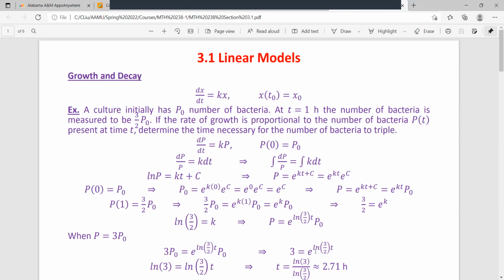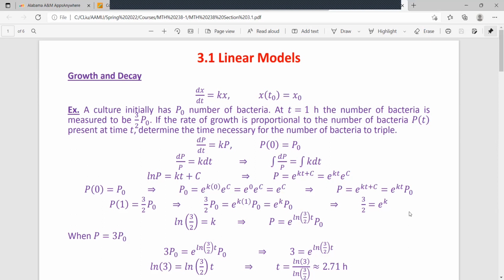Okay, remember when you take the natural log of an exponential with the natural base, you just get the exponent, all right? So that means T is just the natural log 3 over natural log 3/2. If you use the calculator, you're gonna get 2.71 hours. Okay, so that's the whole problem, and that's the final answer.